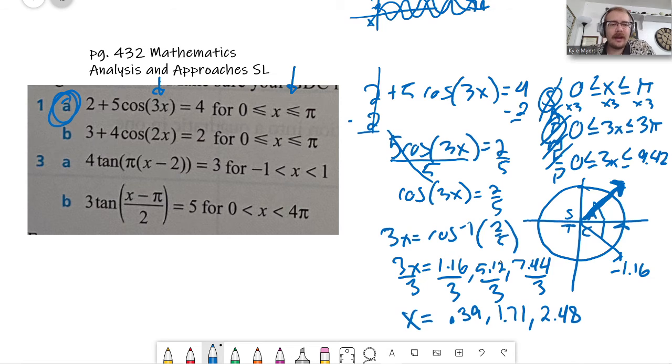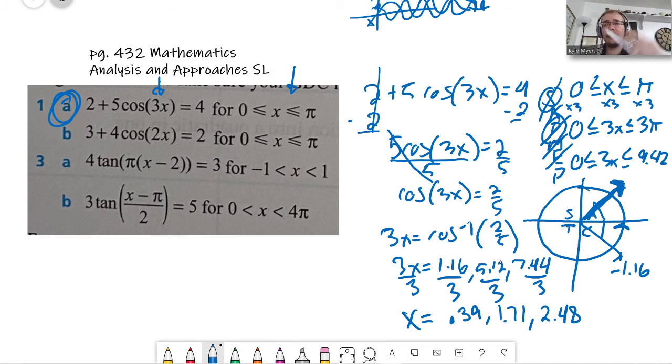There's your 3 answers. So x equals 0.39, x equals 1.17, and x equals 2.48, and those are all in radians, right? Our interval was in radians, so our answers need to be in radians. Okay, so for sake of time, I think I'm not going to do all of these.